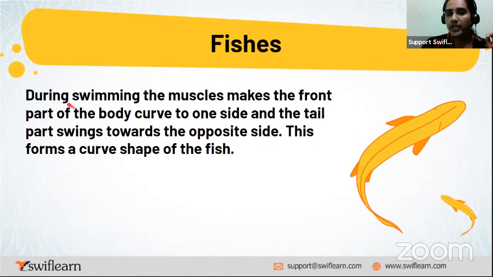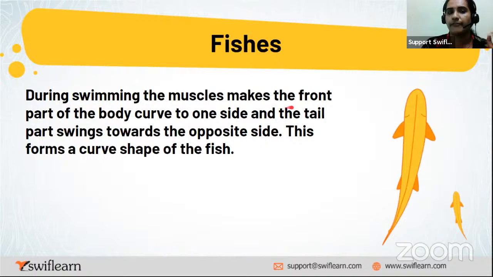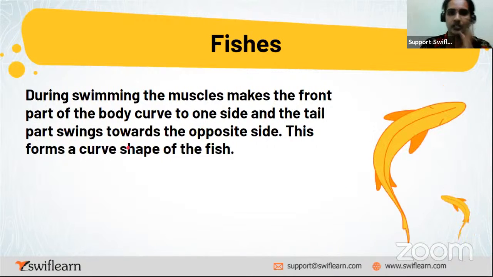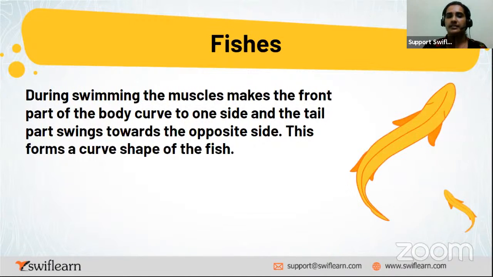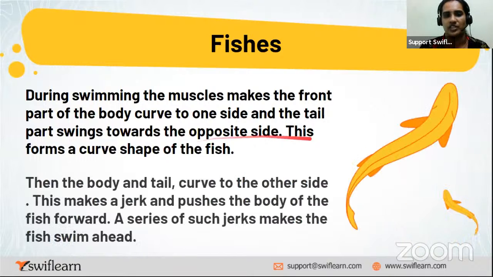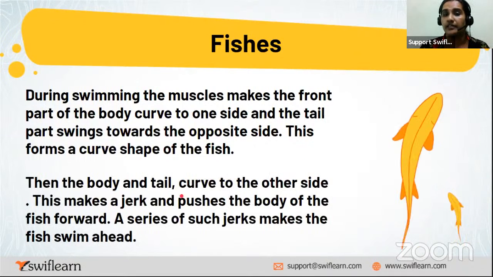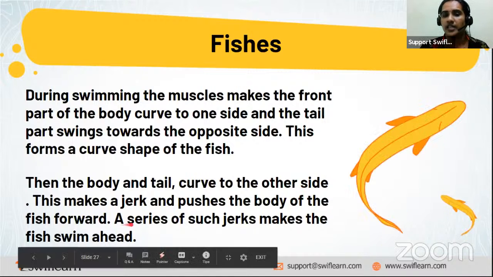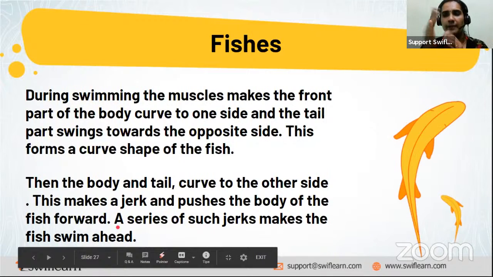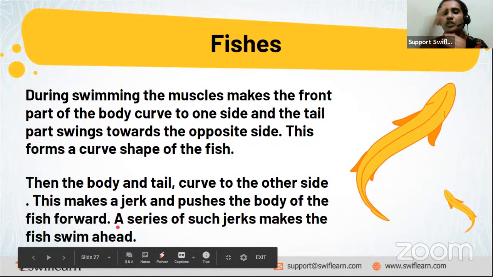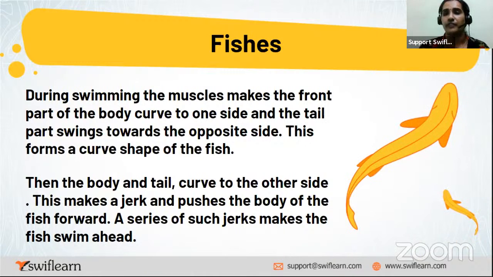So during swimming, the muscles make the front part of the body curve to one side, and the tail part swings towards the opposite side. This forms a curved shape of the fish. Then the body and tail curve to the other side. This makes a jerk and pushes the body of the fish forward.